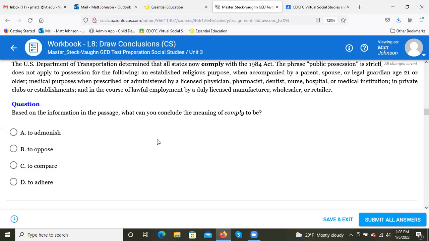Based on the information in the passage, what can you conclude the meaning of imply to be? A, to admonish, B, to oppose, C, to compare, D, to please. What's that word? Adhere. Come again. Adhere. Oh, okay. Thank you. Comply.